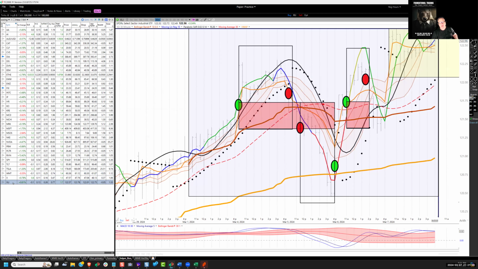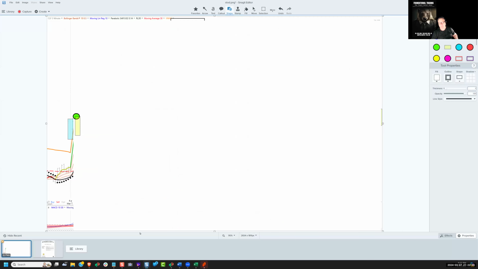US Steel, no trade. XLI, no trade. Sniper trade of the day. So this is in CLF. 3-minute charts. Yesterday's close. Big gap up. Here's the OR3. Here's the breakout in the next bar above the OR3, so I'm long.